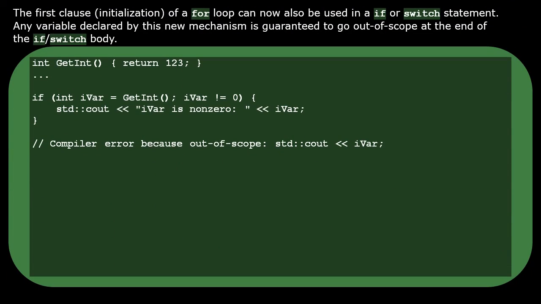In modern C++, the first clause of a for loop can now also be used in an if or switch statement. Any variable that happens to be defined this way will go out of scope after the end of the statement block. In fact, that's usually the reason why this feature is being used in the first place, for the convenience of having some new variable that is only in scope within this if's condition and body.